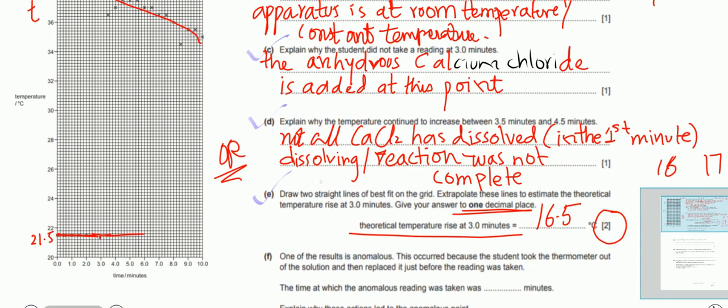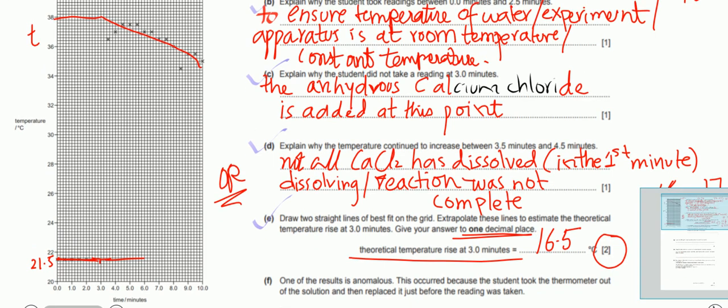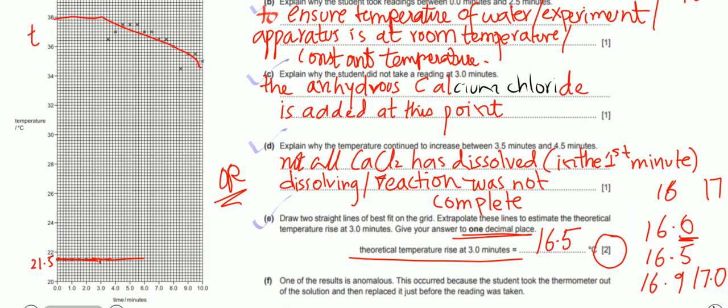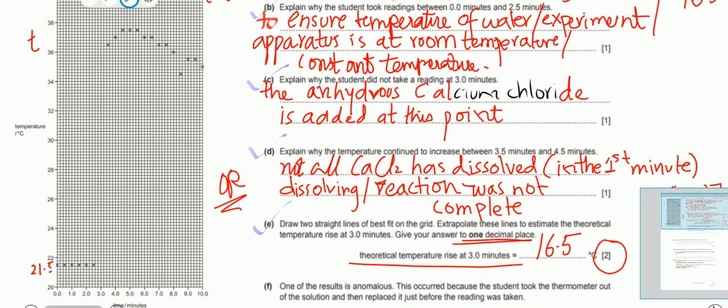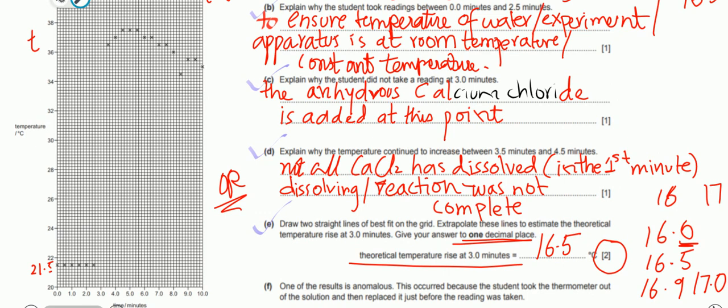They say the time at which the anomalous reading was taken was dash minutes, and we need to figure this part out. So we're simply going to look at our graph. I'm just going to clean this graph a bit, it looks really messy. Over here we see that it's a straight line. There are no weird results.